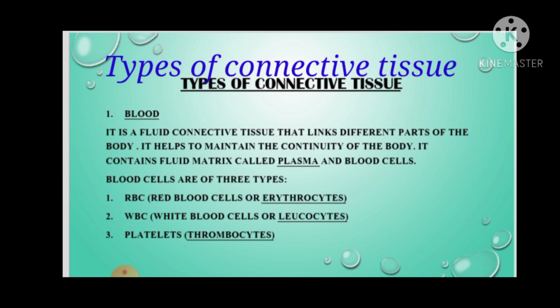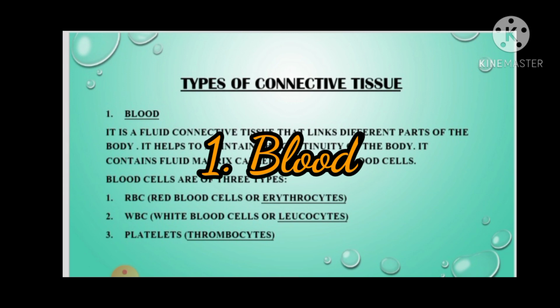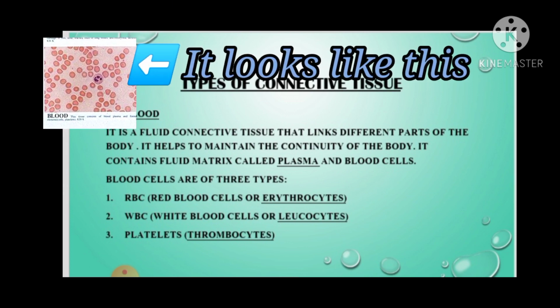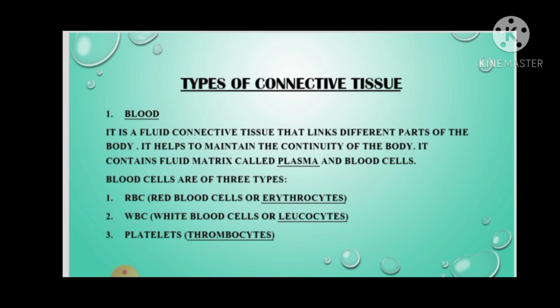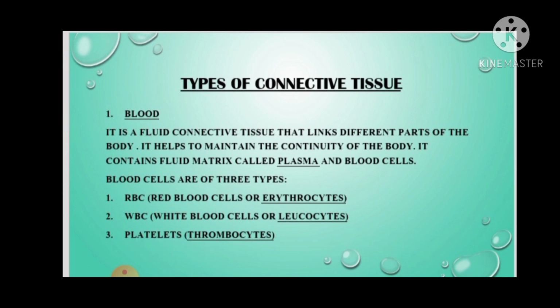Types of connective tissue. Let us study the first type, which is blood. Blood is a fluid connective tissue that links different parts of the body. It helps to maintain the continuity of the body. It contains a fluid matrix called plasma and blood cells. As I told you earlier, the types of connective tissue are divided on the basis of the matrix it contains. And what type of matrix is present in blood? Blood contains a fluid matrix, and that matrix is known as plasma, and it contains blood corpuscles or blood cells also.